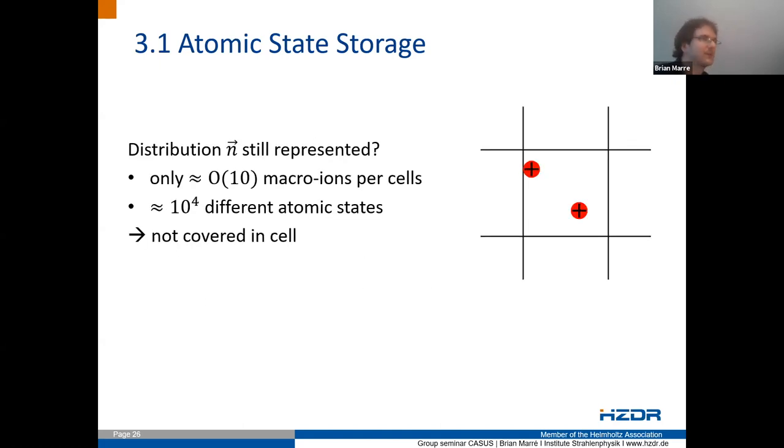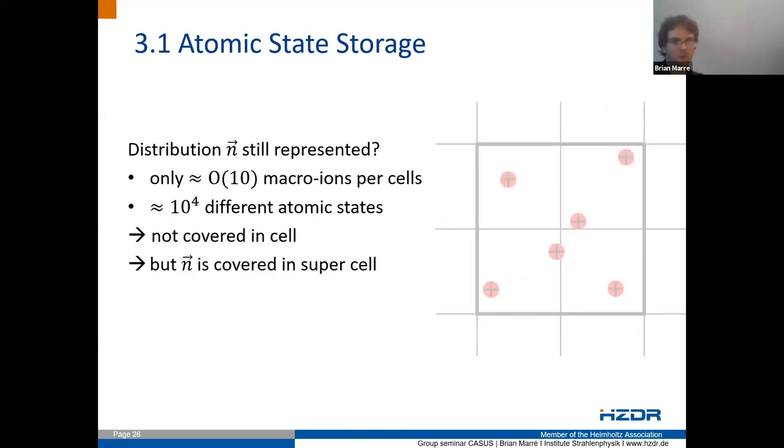Because in principle, if you actually set up your simulation, you have something of the order of 10 macro ions per cell. And we have just calculated, we expect something like 10,000 different atomic states. So we would in essence cover 10 of 10,000 different atomic states. That doesn't sound like good coverage to me.